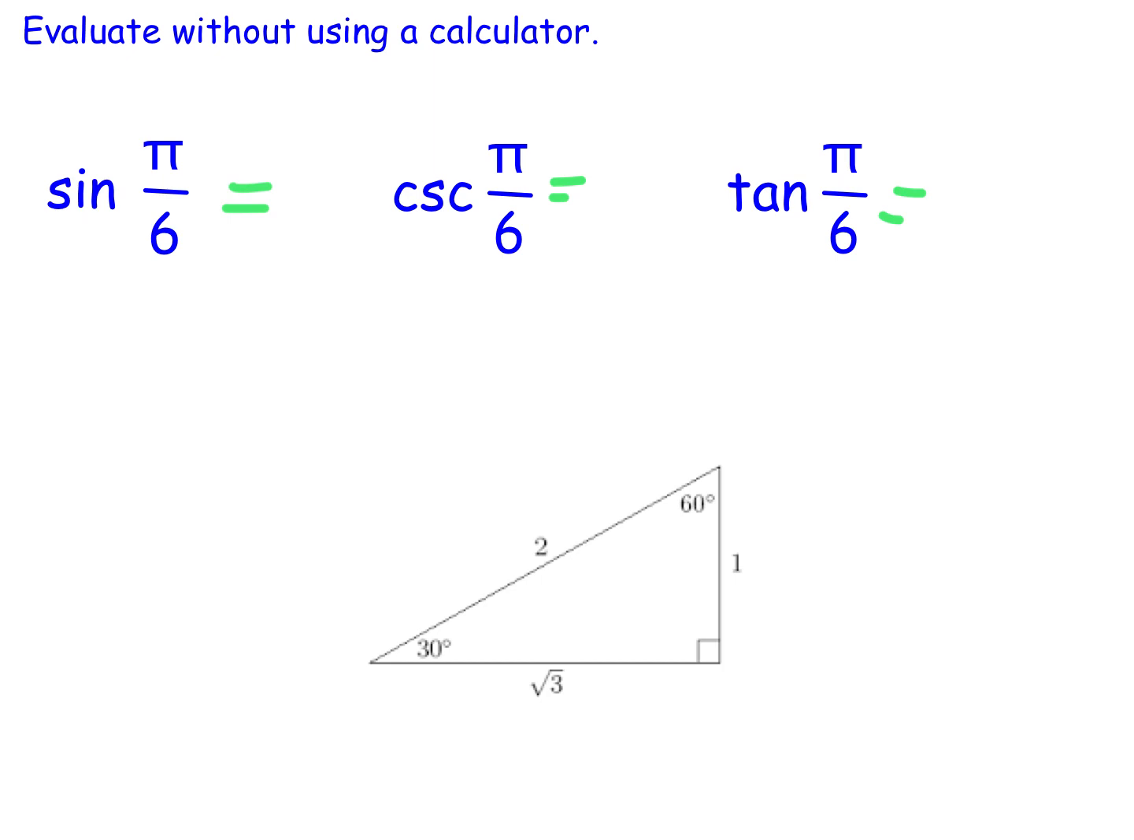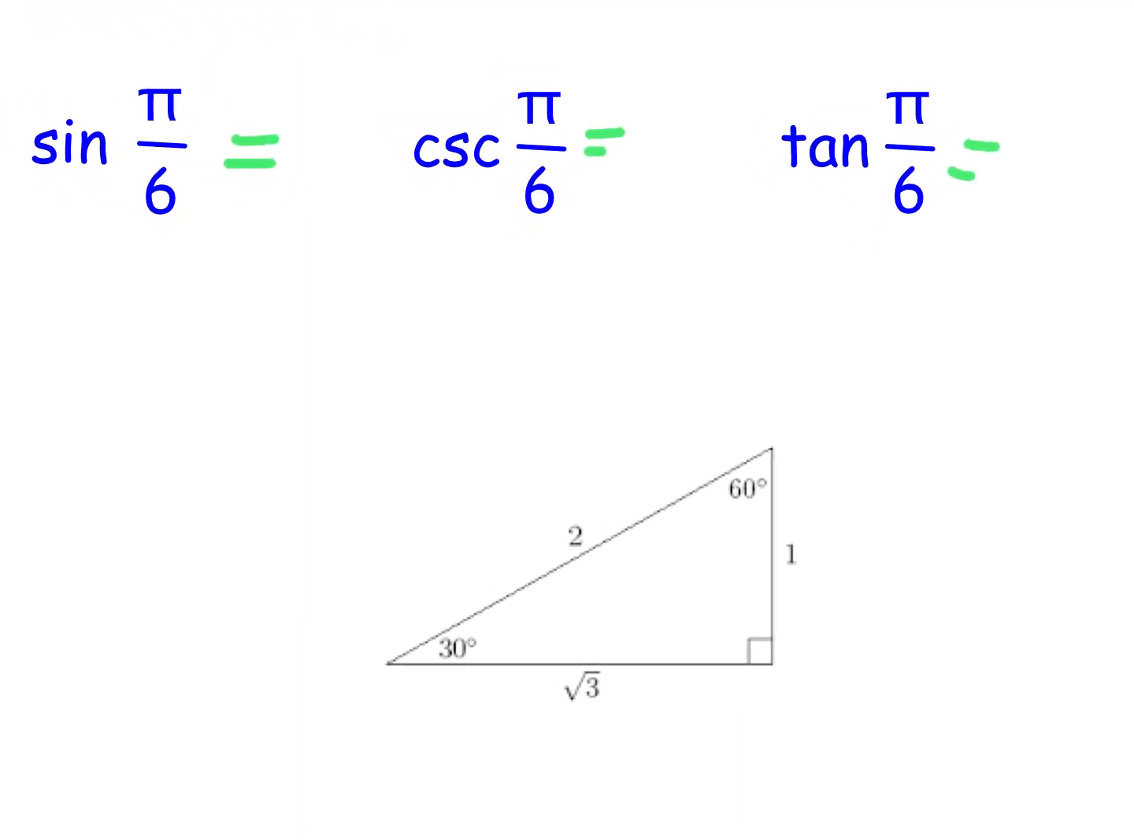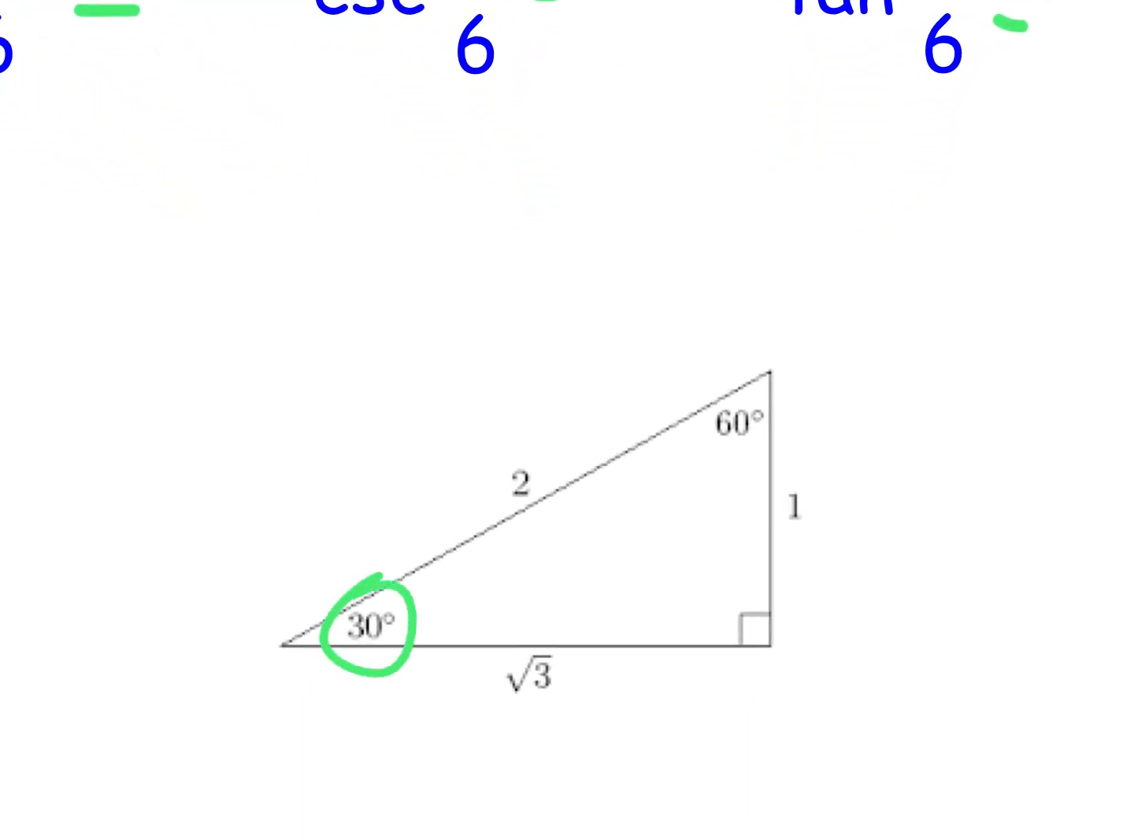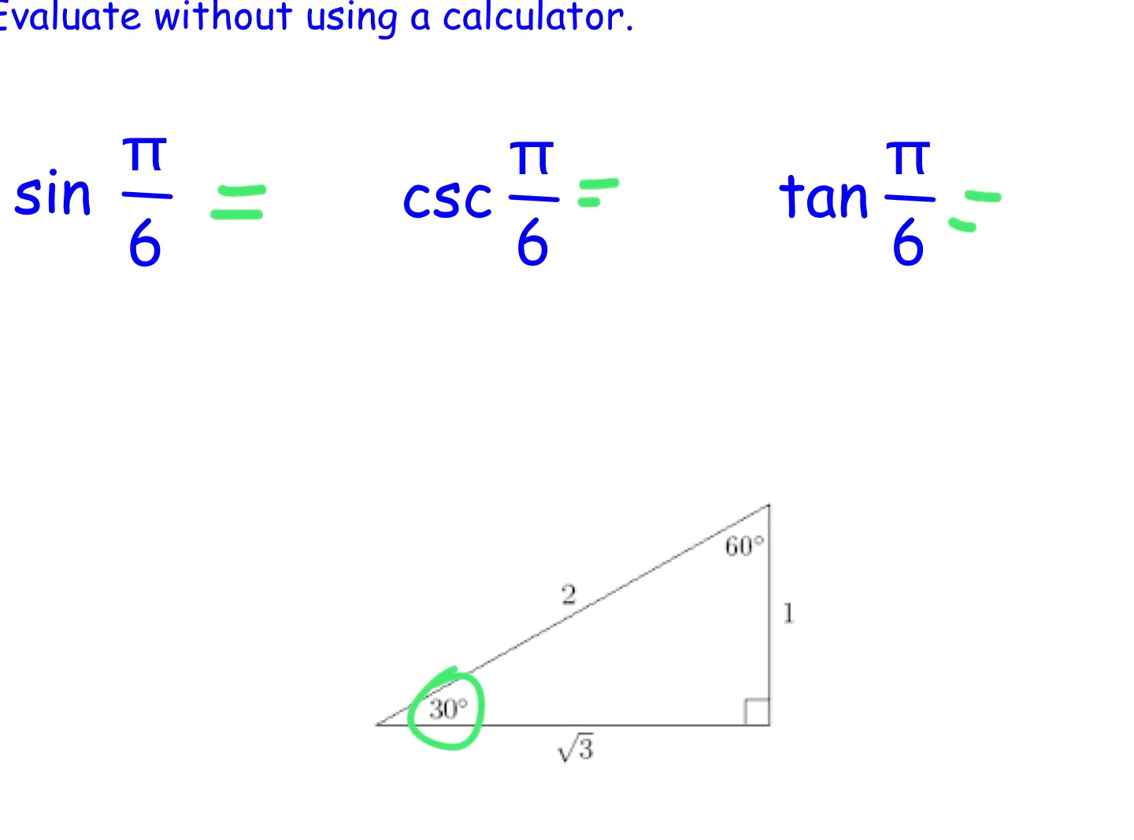Row 1, person 4. Ava, that's you. Sine of pi over 6. Which one of these is pi over 6? The 30. So they really said sine of 30. And then what is it? 1 over 2. Raise your hand if you had 1 over 2. Good. Cosecant. Peacefully refuse to do cosecant, and do something else and flip it.